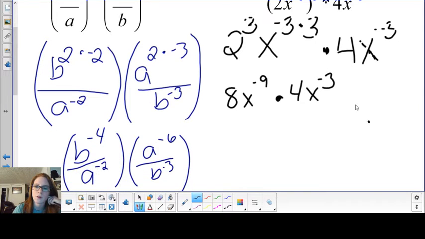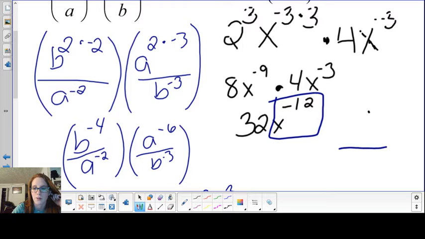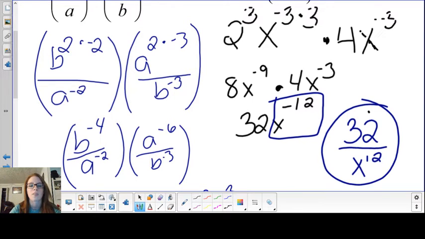Okay, so I'm going to go ahead and multiply everything together. So 8 times 4 gives me 32. And then I'm going to have negative 9 plus negative 3, which gives me negative 14. Excuse me, negative 12. Now, because the x has the negative 12, it's going to go down below and stay positive. But since my 32 doesn't have a negative exponent, it's going to stay on top of my fraction. So my answer is going to be 32 over x to the 12th.